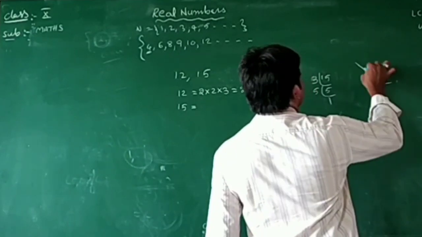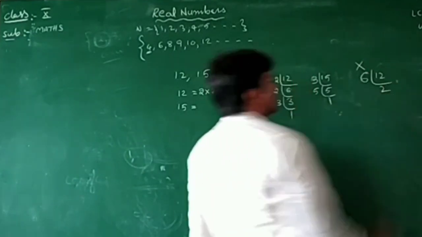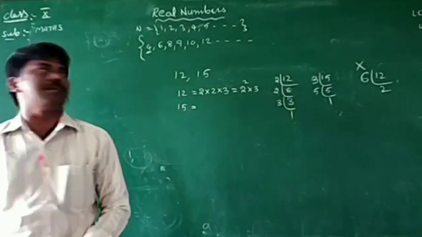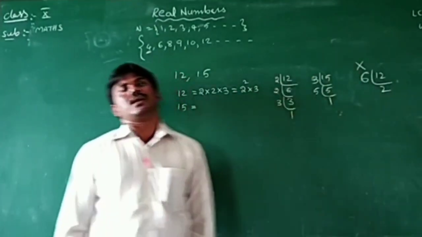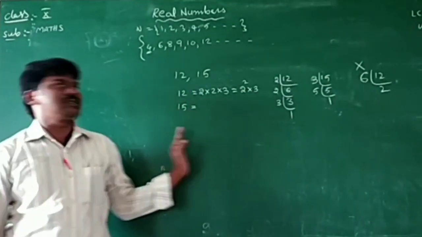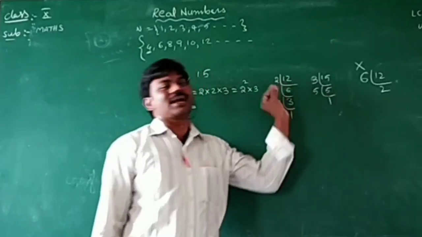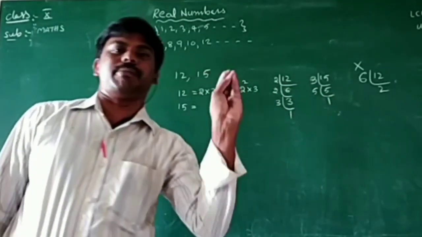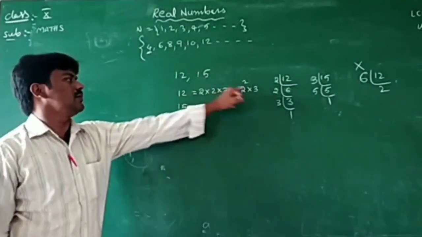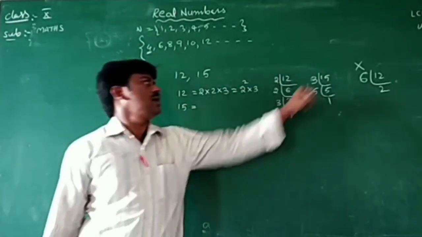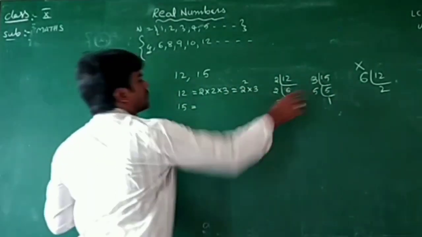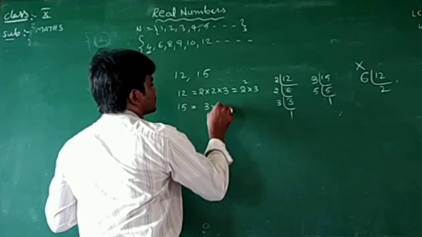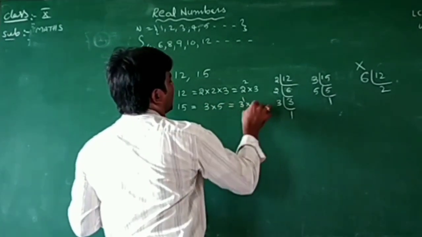We should not take the 6. Yes, 6 divides, but we should not use composite numbers in the prime factorization method while finding the LCM and HCF. Only prime numbers should be used. That's why this method is called the prime factorization method. So right now, the power notation of 15 is 3 into 5, so 3 power 1 and 5 power 1.